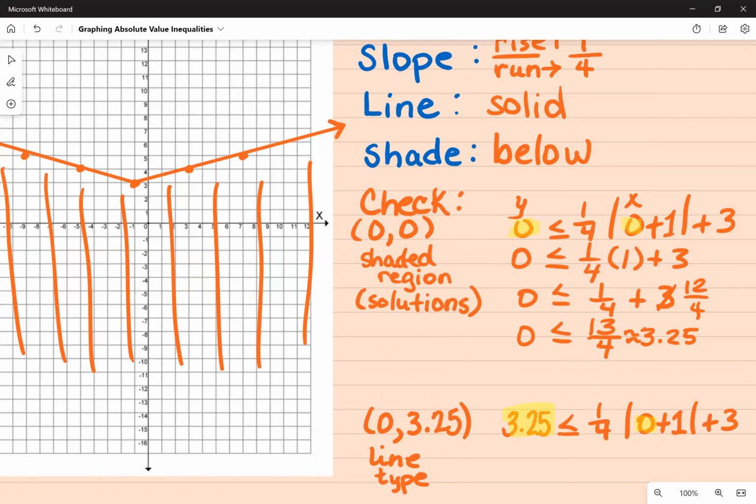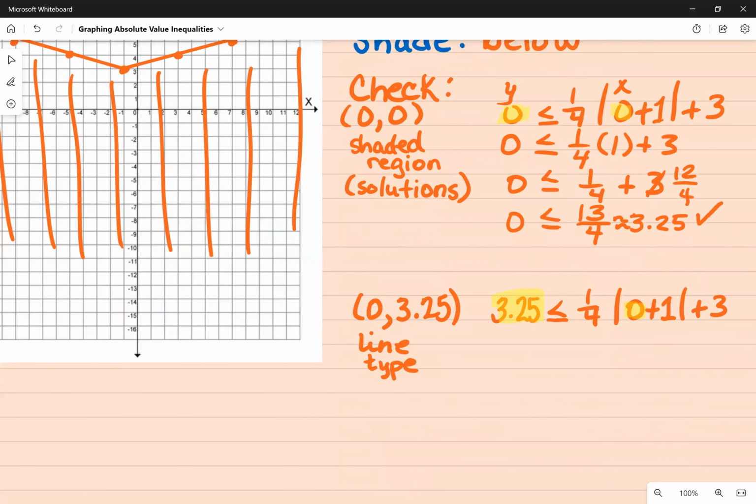So is 3.25 larger than 0? Yes, it is. So if it is true, that means that the origin should fall under the shaded region, and that means it's one of my solutions. This is my origin, (0, 0), and it is in the shaded region. So now I want to check my y-intercept.